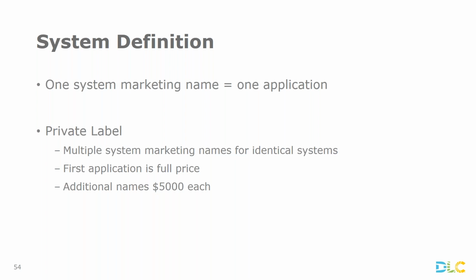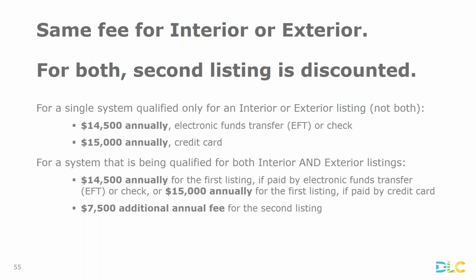A system will be listed on the Network Lighting Controls QPL according to the name that the system is marketed under. If one name covers various system configurations, that single name will be treated as a single system. Some systems are marketed with private labels, with multiple marketing names for identical systems. In that case, the fee for the first application is a standard full price. After that, additional names can be qualified using basically the same application with a different name for a reduced fee of $5,000 per name.